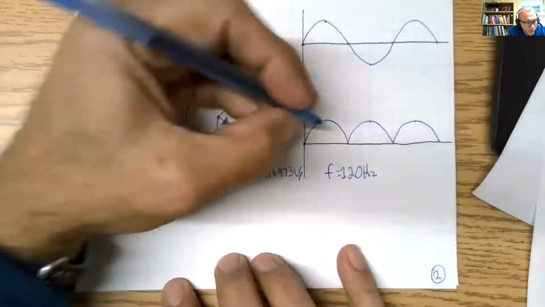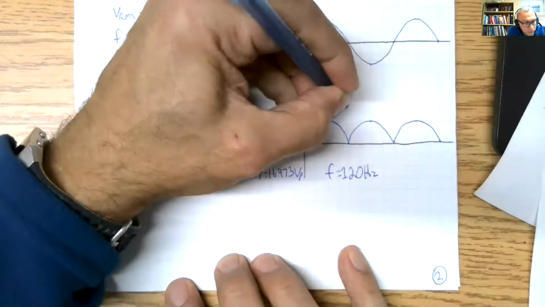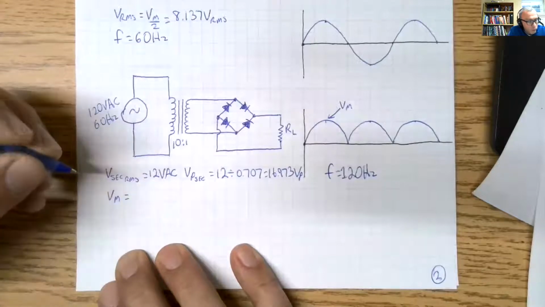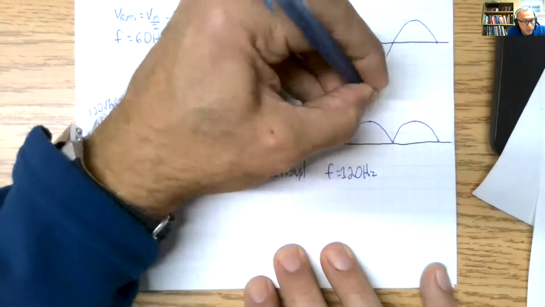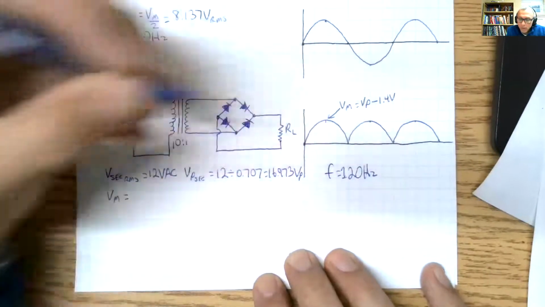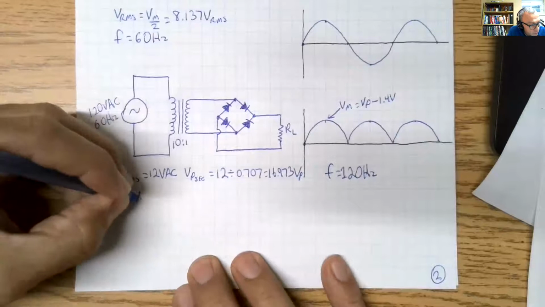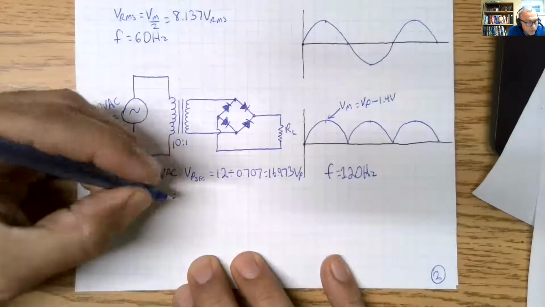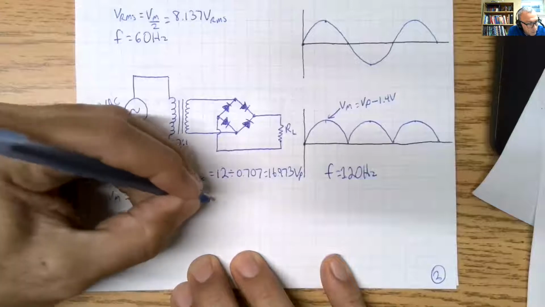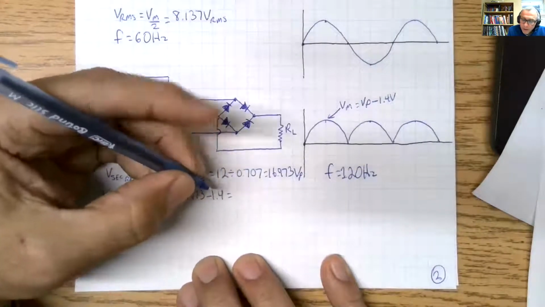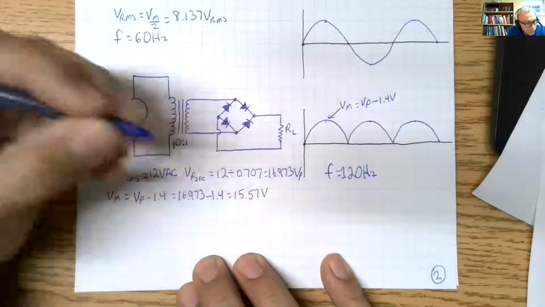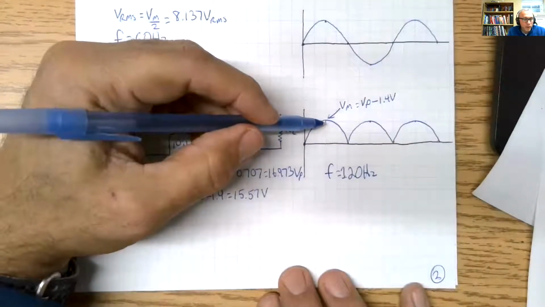Now Vmax on that one, because it's going through two diodes, it is now V peak minus 1.4 volts, 0.7 for each diode, which gives us V peak minus 1.4, which is 16.973 minus 1.4, and that gives us 15.57 volts, and that is V max. So this voltage right here is 15.57.